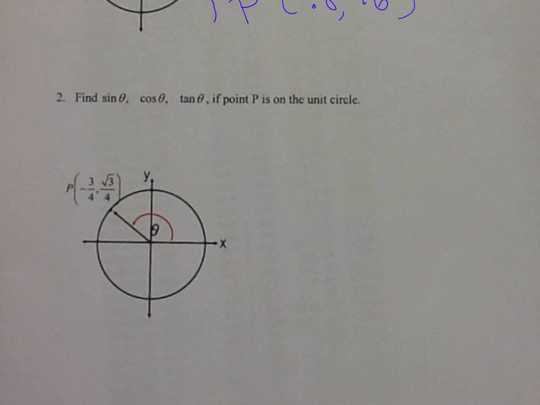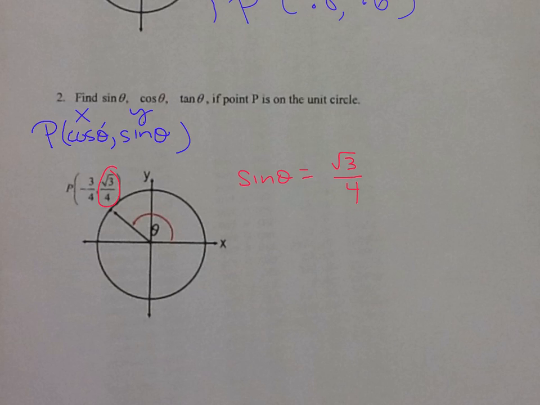Okay, so let's take a look at number 2. It says find sine, cosine, and tangent if P is on the unit circle. Remember, point P on the unit circle is (cosine theta, sine theta). And remember, your point is (x, y). So therefore, sine theta is your y value. What is my y value? Square root of 3 over 4. That's what sine theta is equal to. Cosine theta is your x value, which is negative 3 over 4.